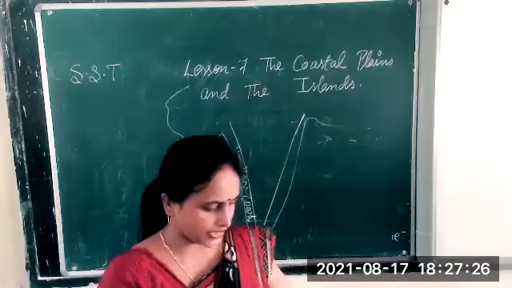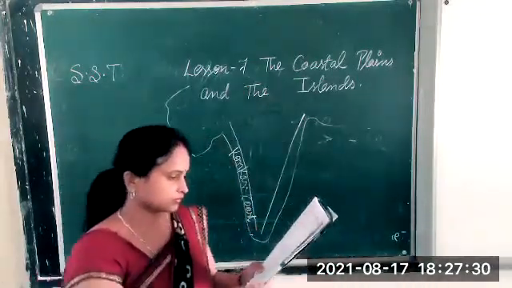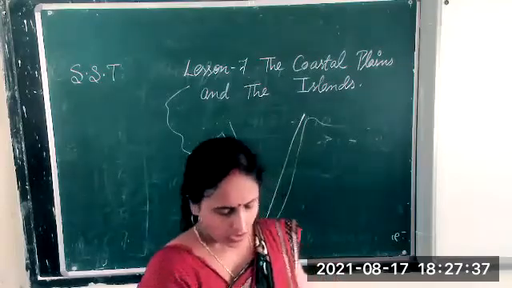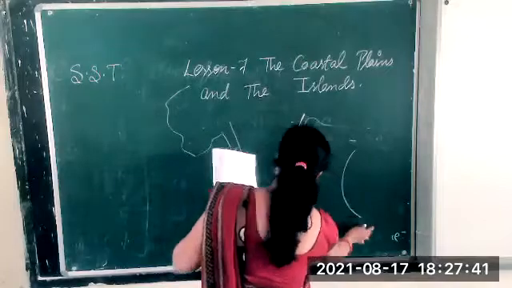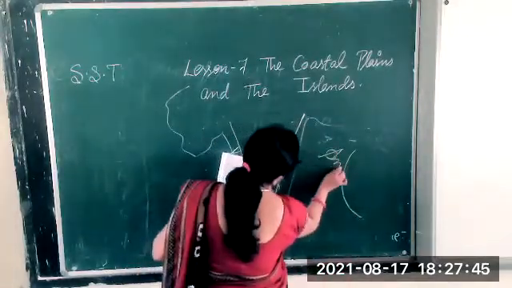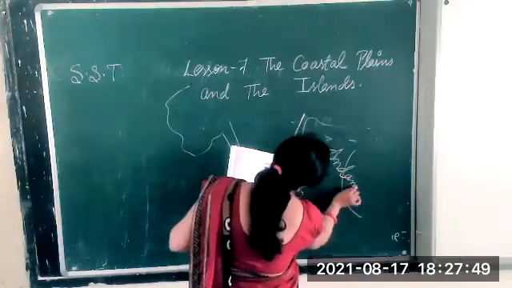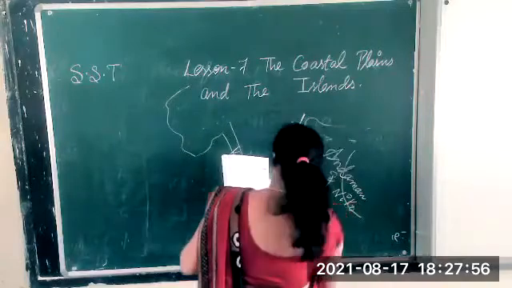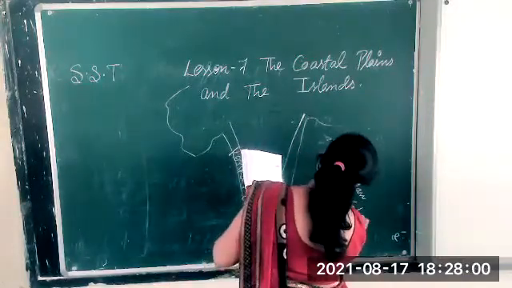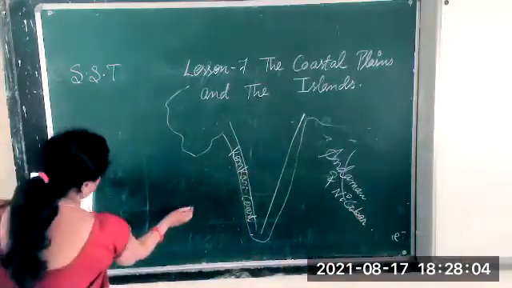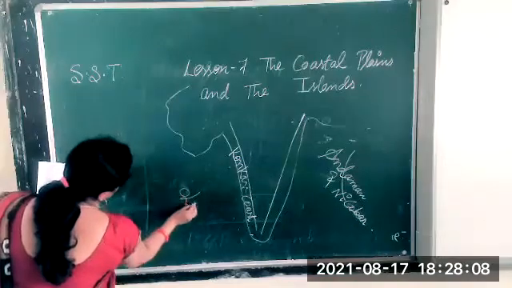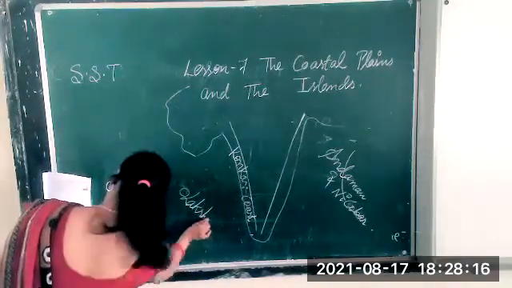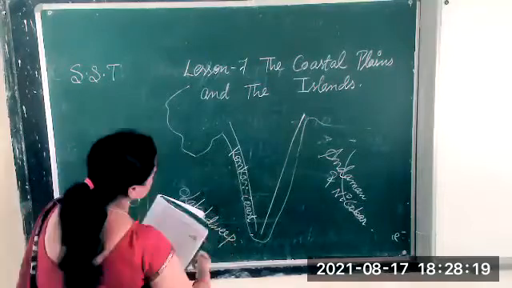Now here in the map, when you see, all of you see this area. Which island is here? Andaman and Nicobar. Okay, here, Andaman and Nicobar Islands. When you see the map, isn't it? Okay, and here, this area. Which island is here? Lakshadweep Island. Okay. This island is Lakshadweep Island.